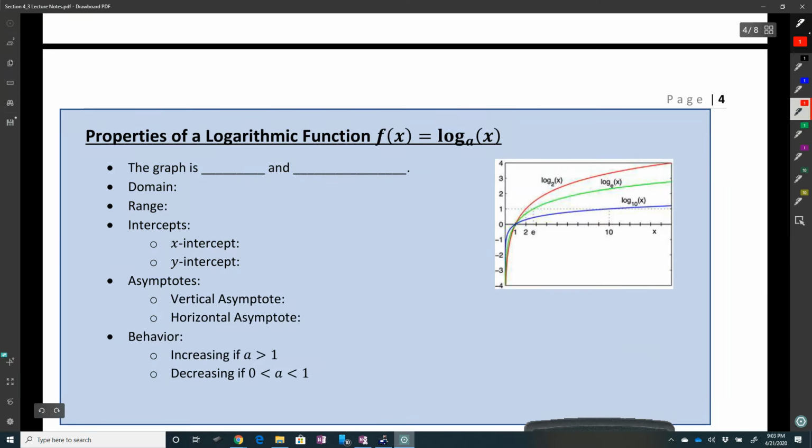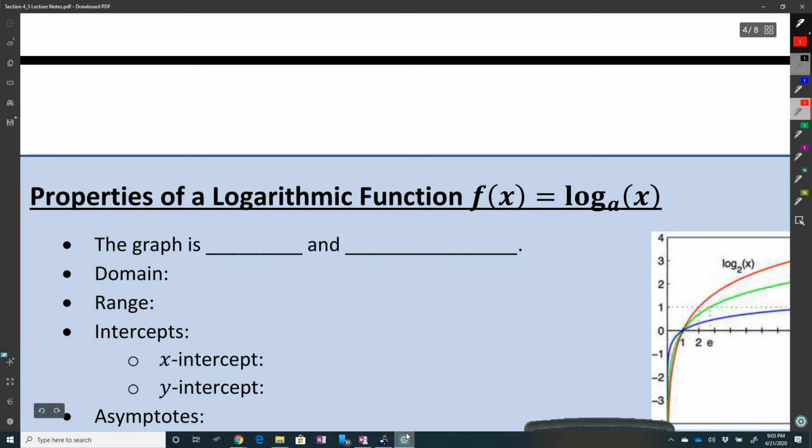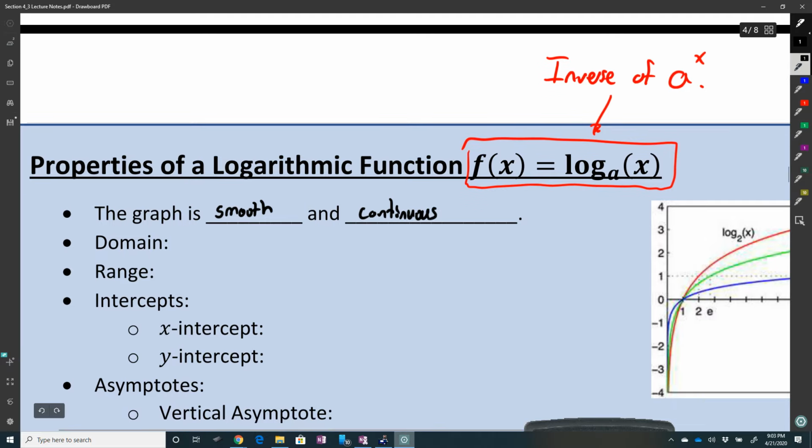So on to the graph. So when we're graphing a log, very similar. Remember that this log is the inverse of a to the x, and we're going to get into that in a bit. So the graph is smooth and continuous. Meaning you can trace it without picking up your pencil.